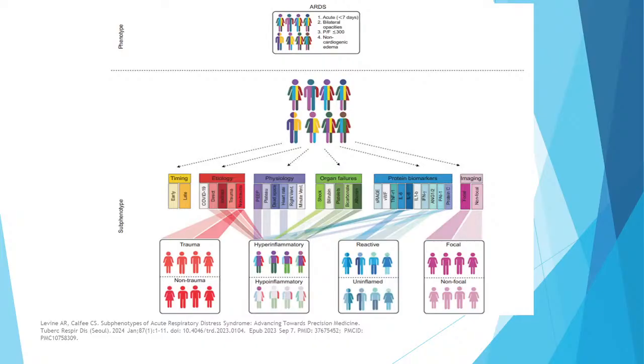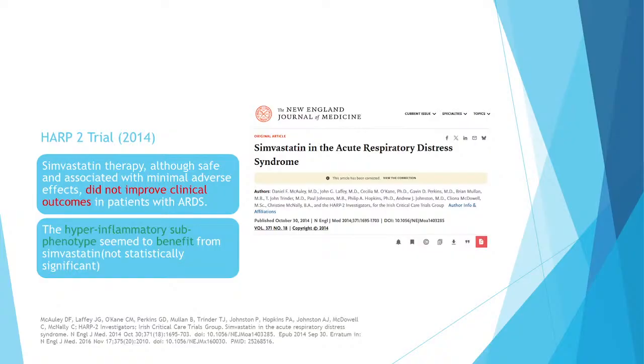This doesn't mean these are the only subphenotype or only classification that is possible. Like trauma and non-trauma, hyperinflammatory and hypoinflammatory, reactive and uninflamed, focal and non-focal based on radiographic pattern as a subphenotype set. So coming here, why is subphenotype important? Like I said, there was a HARP trial.